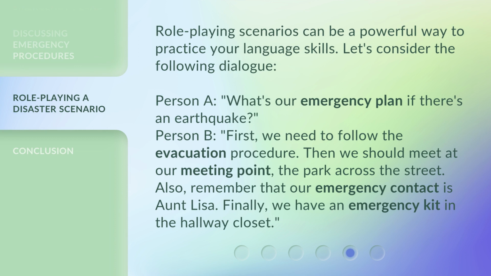Person A: What's our emergency plan if there's an earthquake? Person B: First, we need to follow the evacuation procedure. Then we should meet at our meeting point, the park across the street. Also, remember that our emergency contact is Aunt Lisa. Finally, we have an emergency kit in the hallway closet.